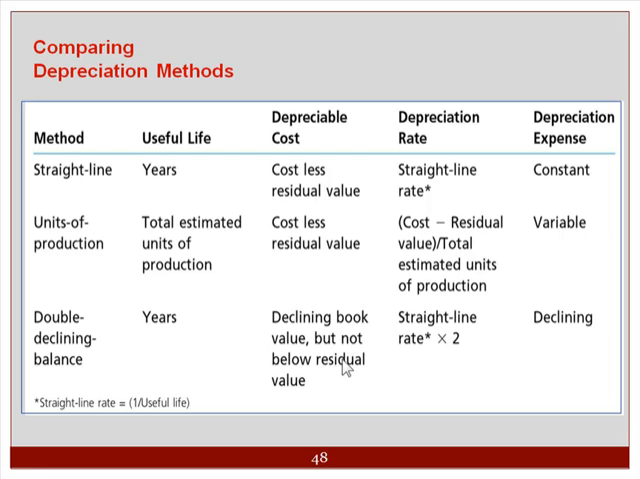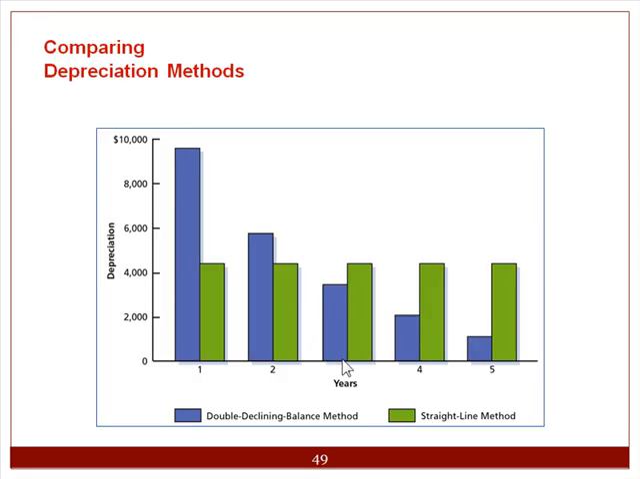Here's a nice little chart that compares the depreciation methods for you. You can print it out, and it's like a note, something you can study from. Notice here the difference in the methods: straight line is even right across, double declining balance goes down, but in the end, the total depreciation on the asset would be the same.